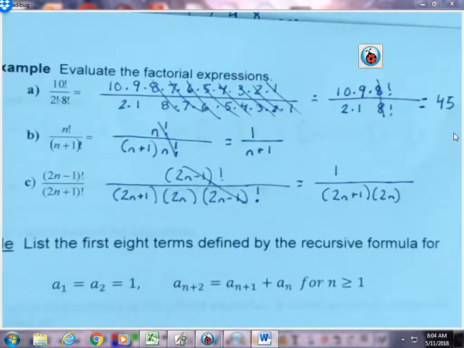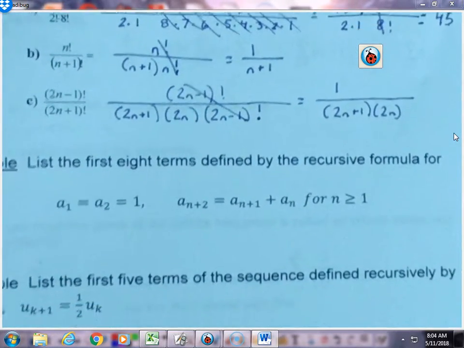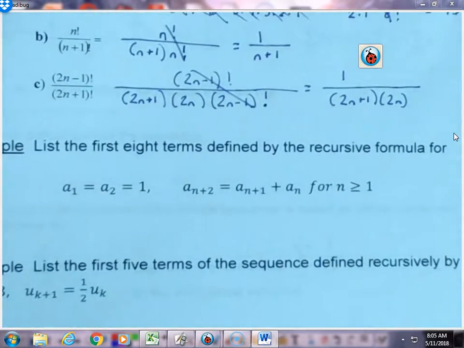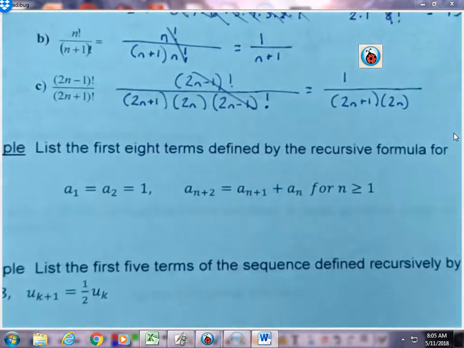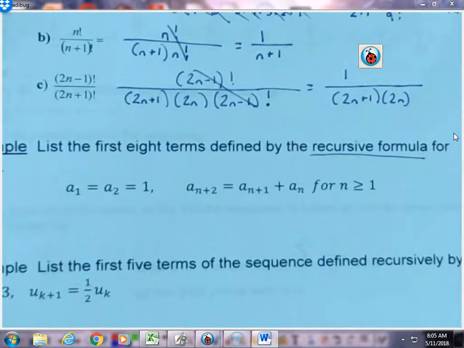Now the next kind, and that was just simplifying with factorials. It wasn't a sequence or a series or anything. This, however, is going to be back to finding a sequence, but this is the other kind of formula, recursive. So the other kind that we already did was explicit. Put in the number. If you want the first term, you substitute in a 1. Want the 100th term, you substitute in 100. This is recursive because it depends on the terms before it.